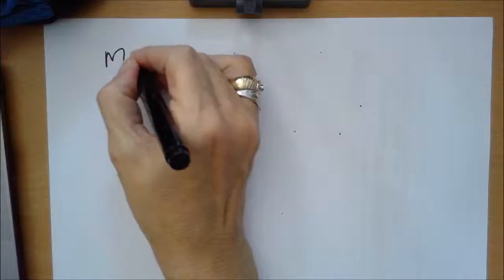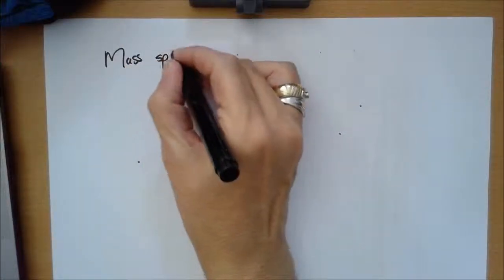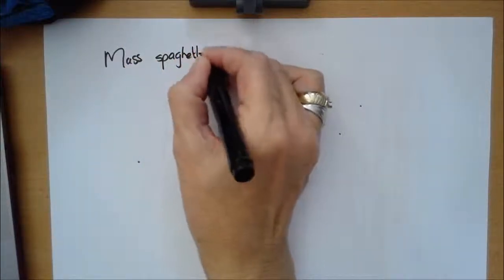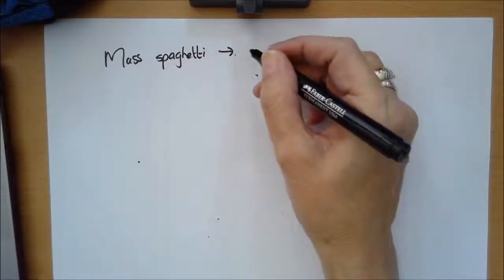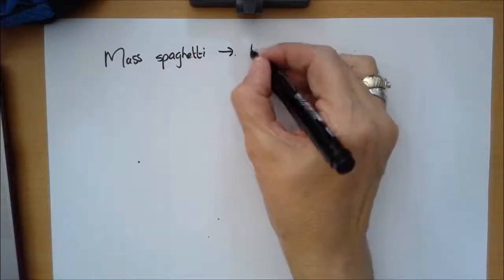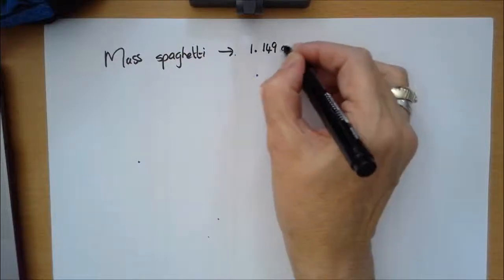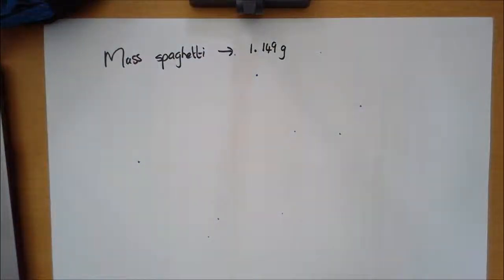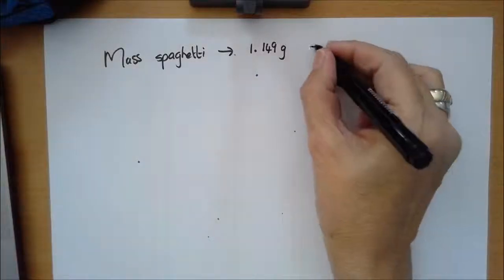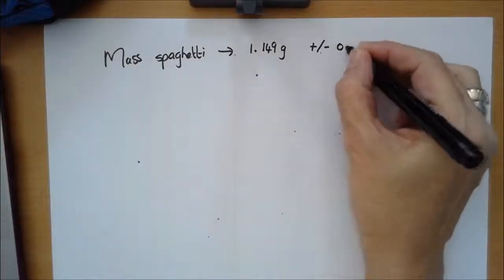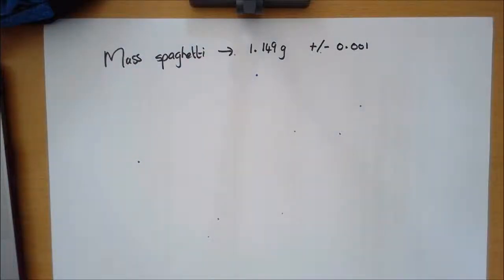So our experimental value, let's first see, we need to look at what was the mass of the pasta that we burned. So we need to know the mass of the spaghetti. In my case, the mass of the spaghetti or pasta was 1.149 grams. Again, my scale is plus minus 0.001. That's my uncertainty.